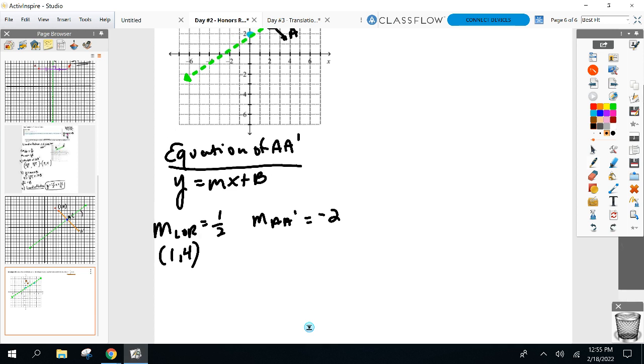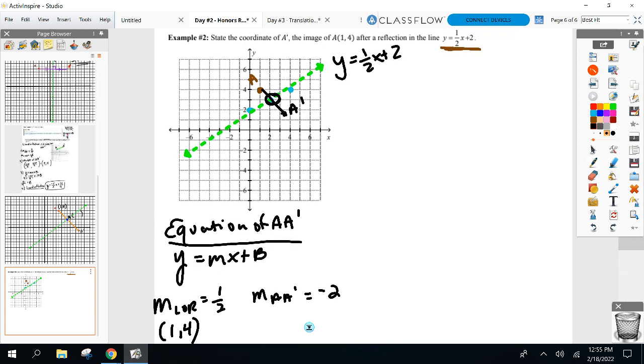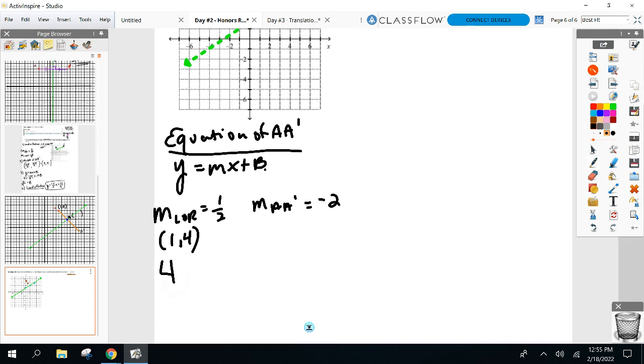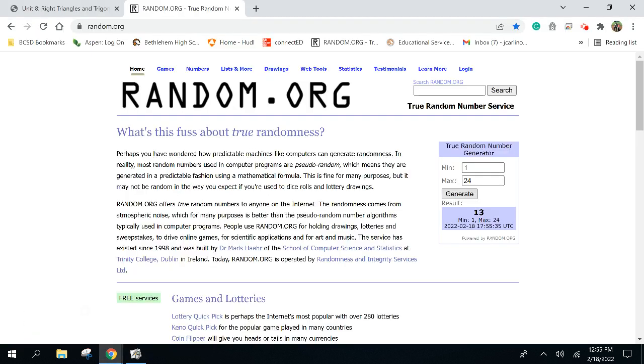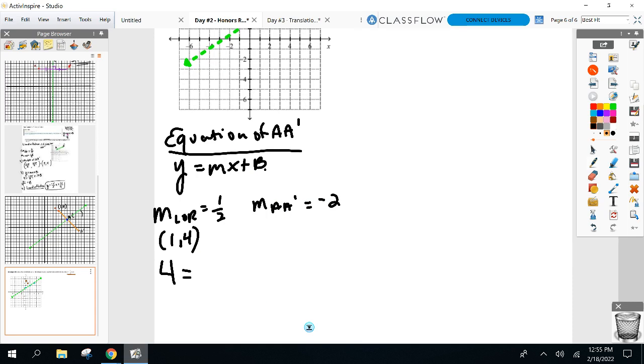What's point A first, Meg? (1, 4). That's on AA prime, correct? Yeah. So I'm going to use it to find my Y-intercept. So out of 1 and 4, which one's the Y coordinate to plug in? 4. So everyone ready? 4 equals, what's my slope? What's the slope of this line?